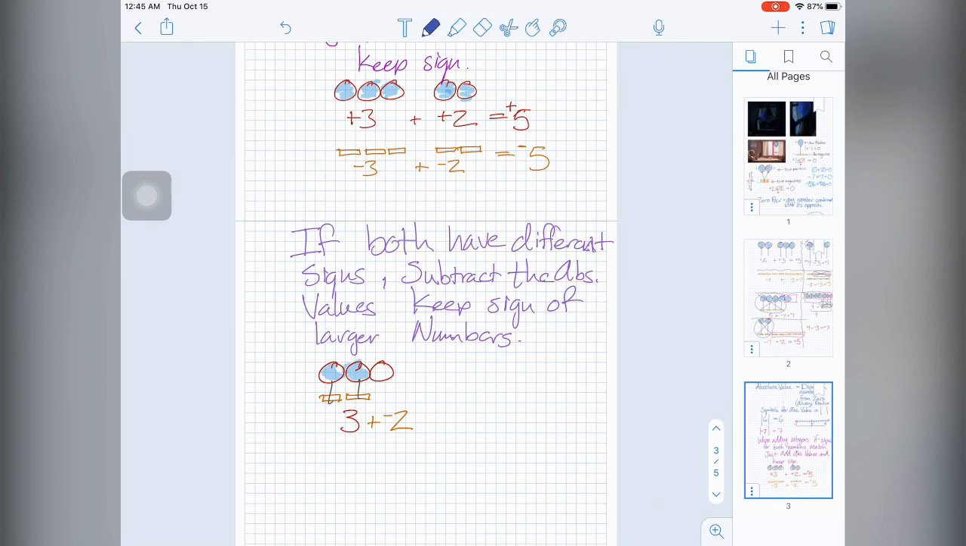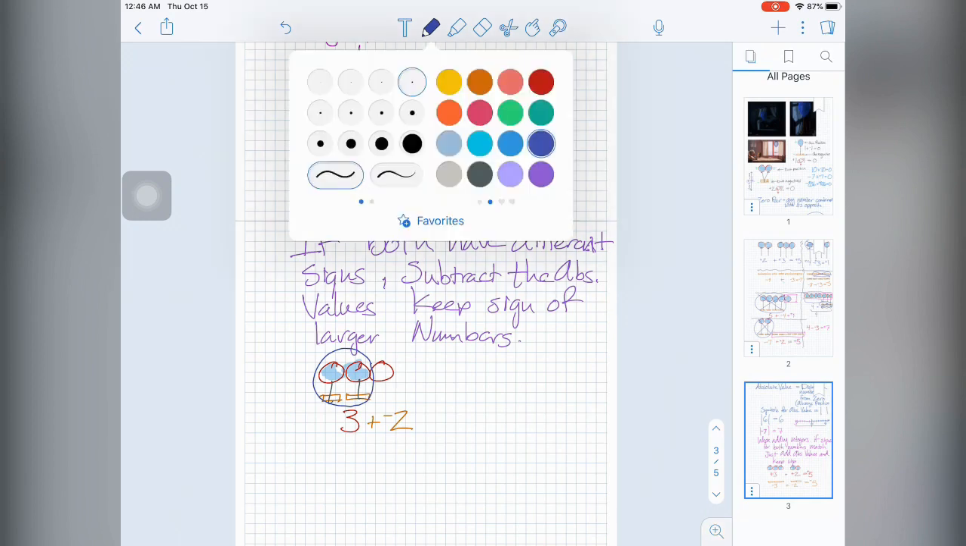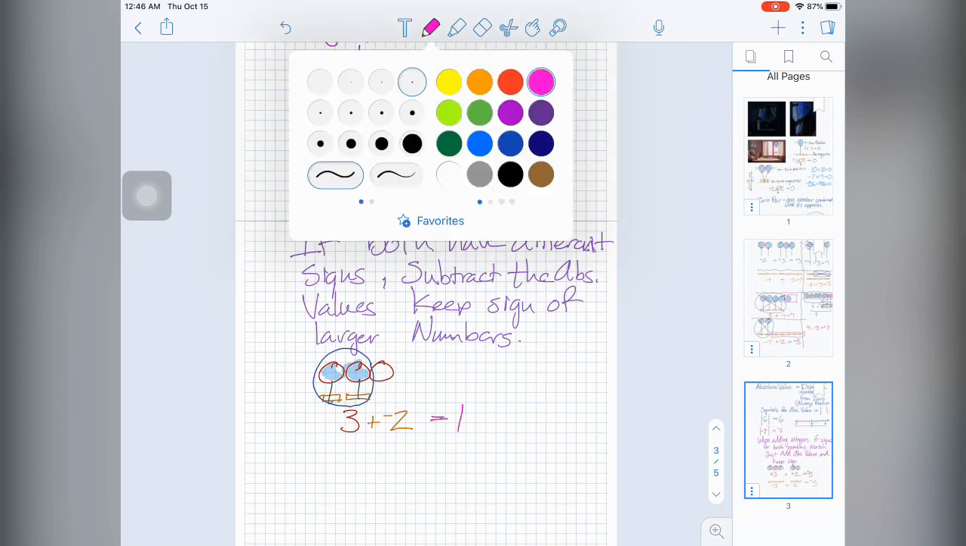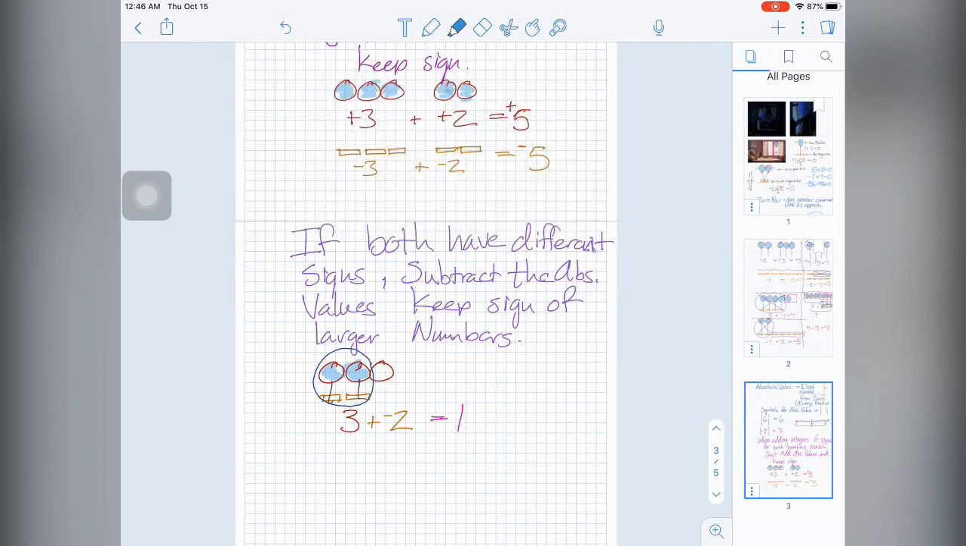So what we're going to do is cancel out. The 2 negatives are going to cancel out 2 of the positives, so I have 1 left. 3 minus 2 is equal to 1. But then, is it a positive 1 or a negative 1? Well, there's more positives in the problem, so my answer has to be positive.